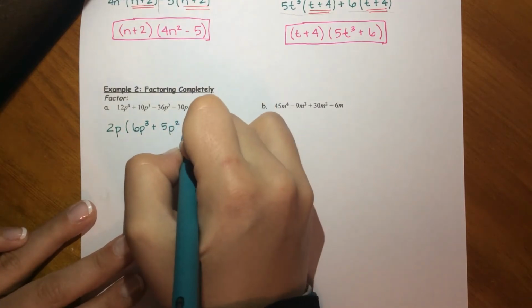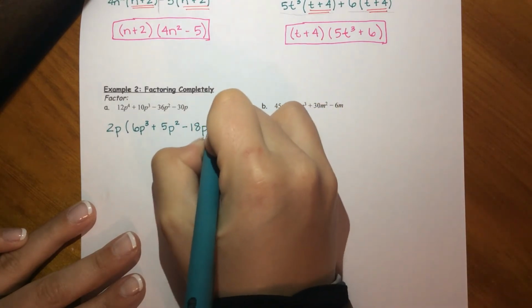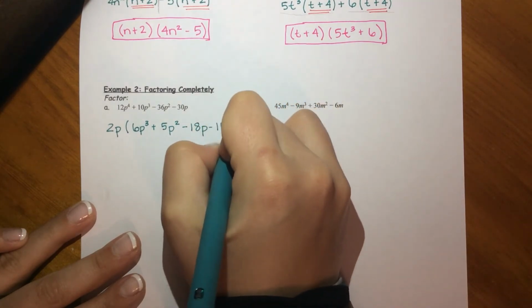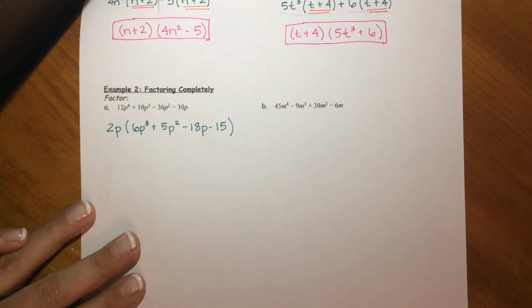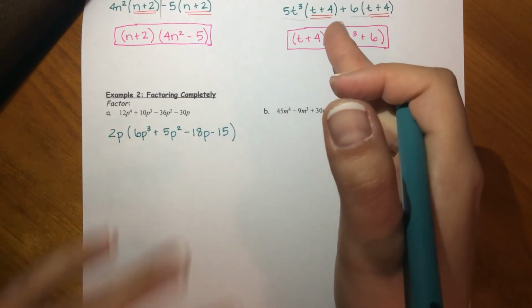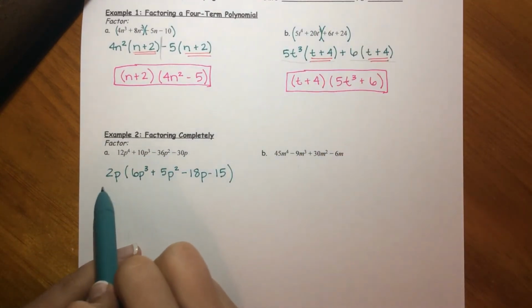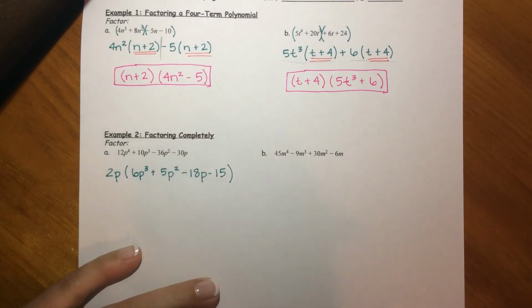18. So minus 18p minus 15. Okay, so that's my polynomial that's left over. I am going to still follow the same process we just did. The only difference is that I had to factor out that GCF from each term first. Now I'm going to continue with my factor by grouping.